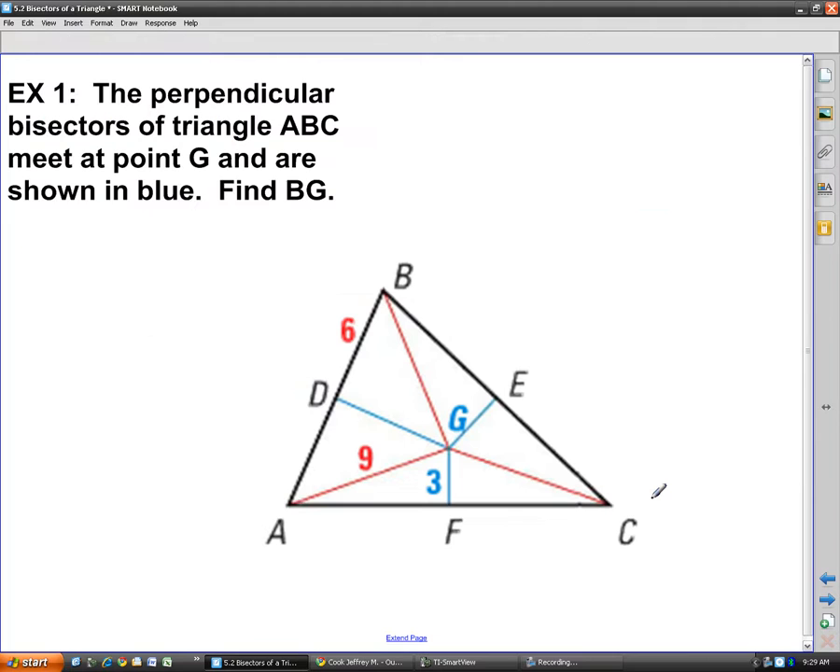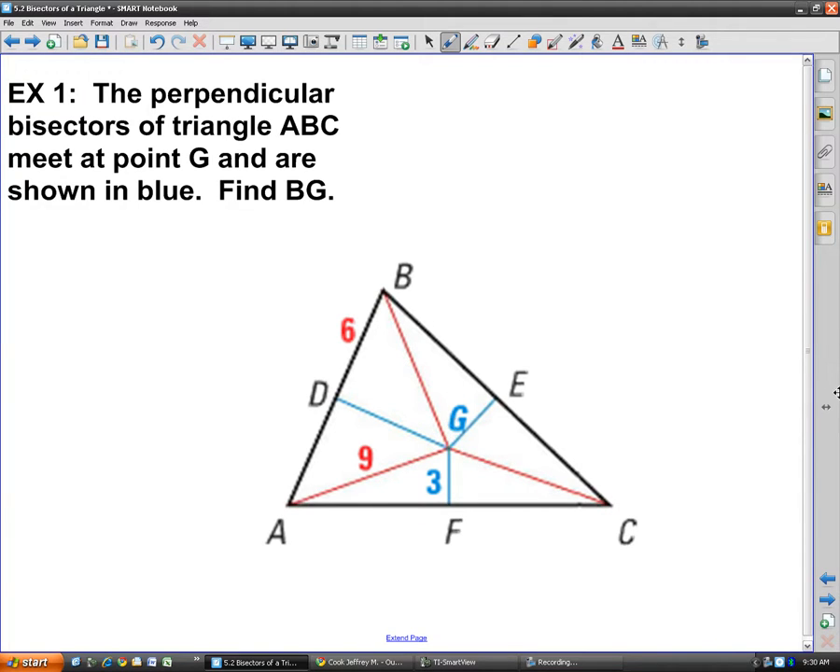Okay, moving along, in this one, the perpendicular bisectors of triangle ABC, this is an example. If you want to pause it and try it on your own, you can. It says the perpendicular bisectors of triangle ABC meet at point G and are shown in blue. Find the length of BG. So try it and figure out what it is.